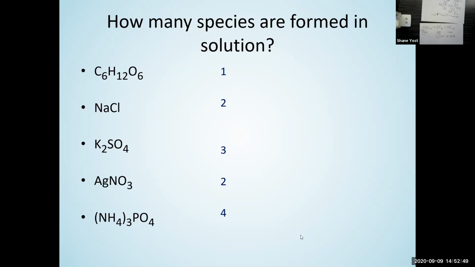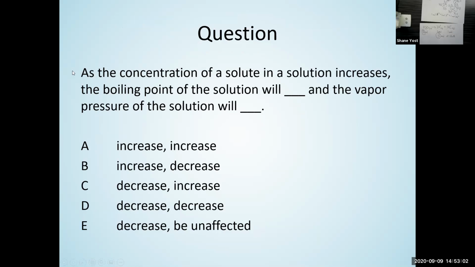Any other questions? All right. So we mentioned the 3 examples of colligative properties that we have: boiling point elevation, vapor pressure, and freezing point depression.